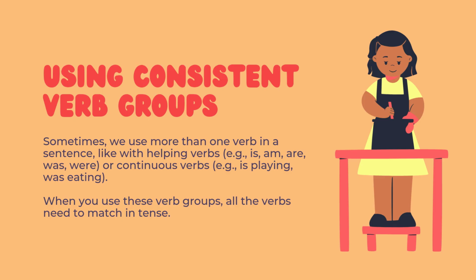Using consistent verb groups. Sometimes we use more than one verb in a sentence, like with helping verbs, is, am, was, were, or continuous verbs, is playing, was eating. When you use these verb groups, all the verbs need to match in tense.